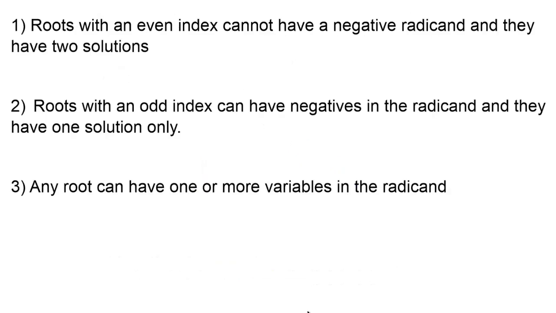A couple of pieces of information you need to keep in mind when you're working with radicals or roots: number one, roots that have an even index cannot have a negative radicand, so you can't have a negative under the radical, and they have two solutions. Roots with an odd index, however, can have a negative under the radicand, and they only have one solution. And a third thing is any root can have one or more variables in the radicand.